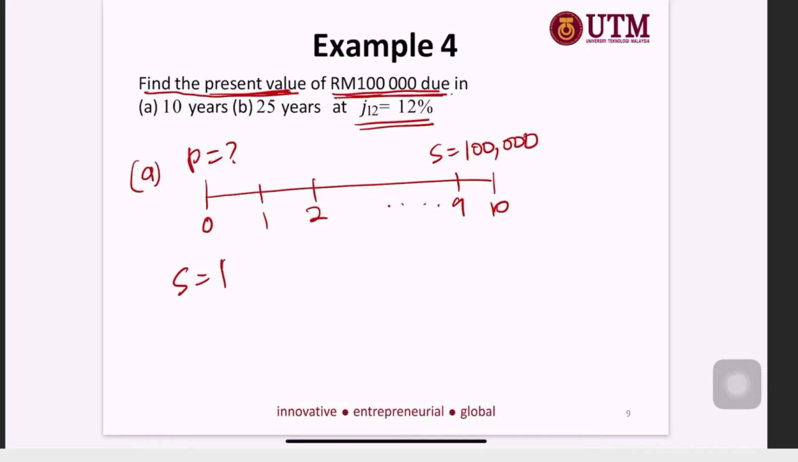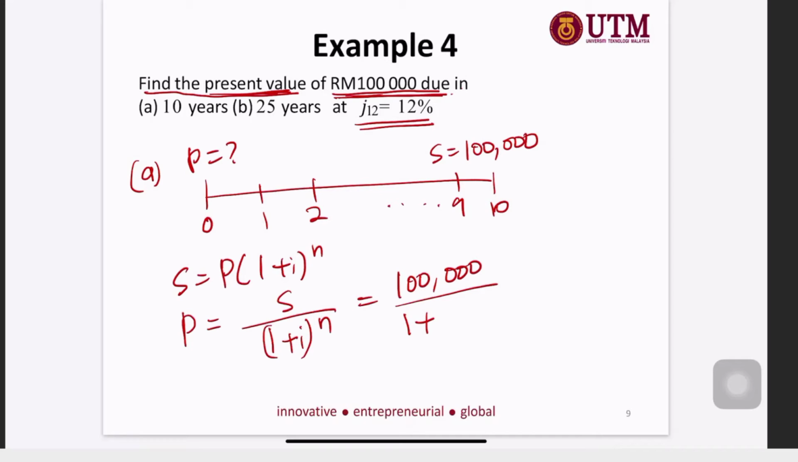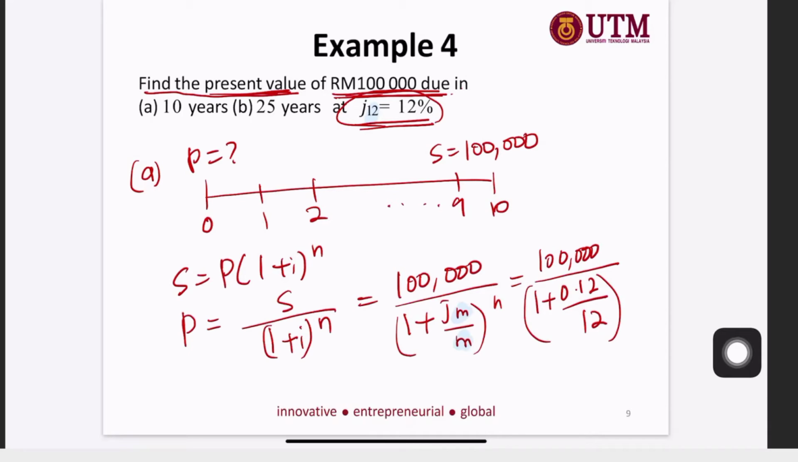The formula for compound interest, remember, is S equals P times 1 plus i to the power of n. Therefore, to find P, you just have to divide S by 1 plus i to the power of n. Here your S is 100,000, divided by 1 plus, since you are given the nominal rate, J_m divided by m, so 0.12 divided by m. Here your m is equal to 12, and since your years is 10, n is 10 times 12.